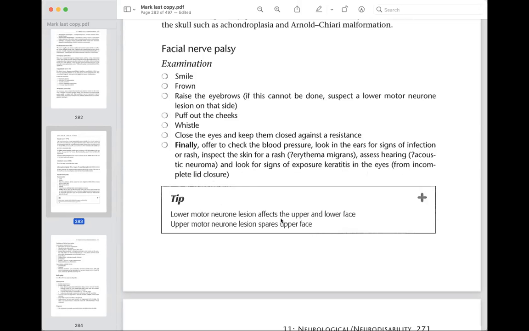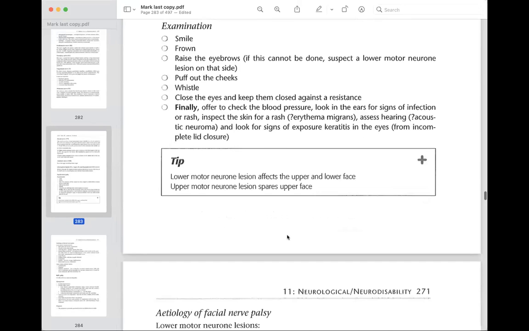Lower motor neuron lesion affects upper and lower face. Upper motor neuron lesion spares the upper face. Okay.